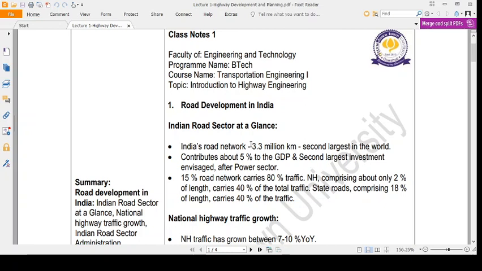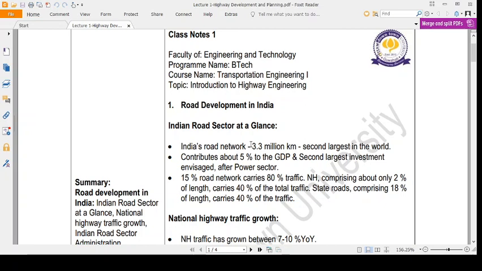Therefore, it can be said that transportation is very much required for the societal as well as industrial development of any particular place. In order to develop any remote area, the first and foremost thing is transportation. So basically this is the role of transportation.